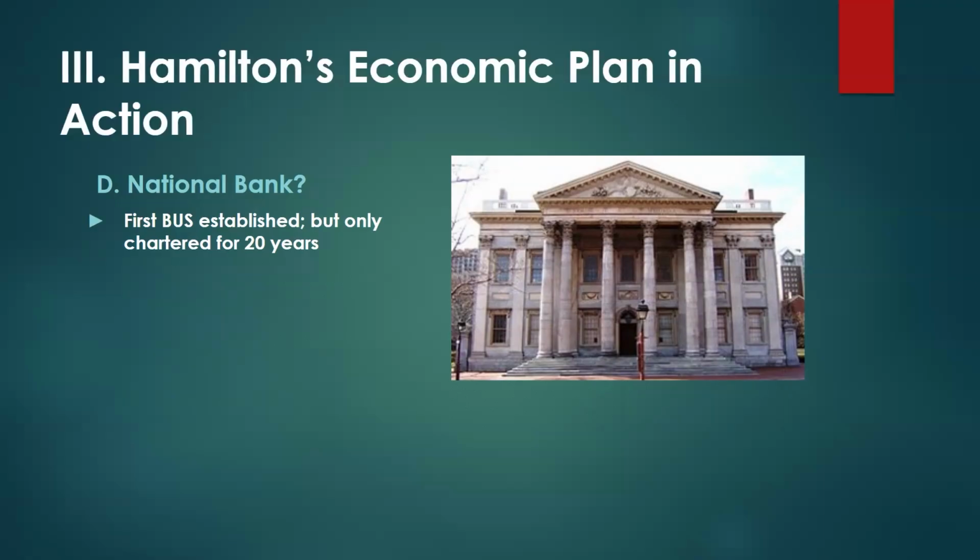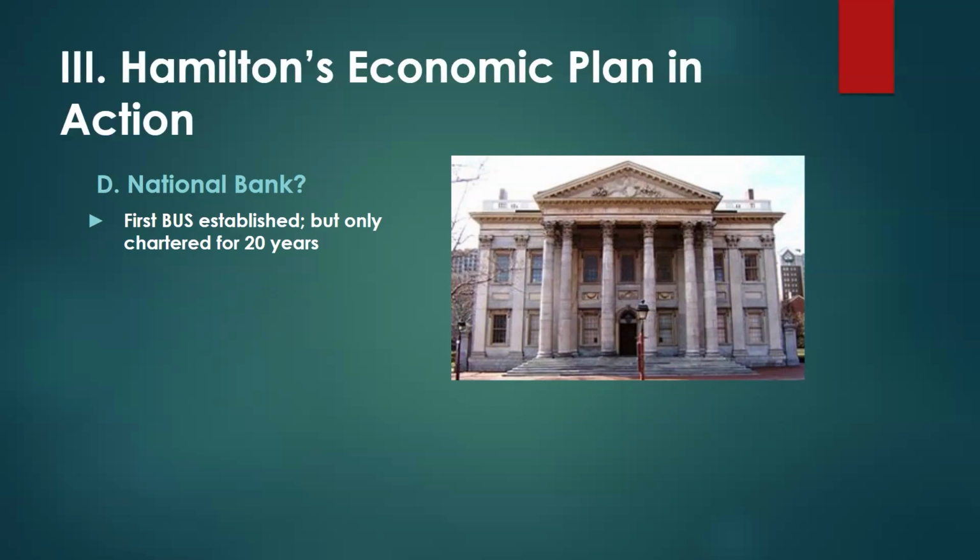Okay, the first bank of the United States was established. And to appease some of the critics and people who were skeptical of how this bank might be abused by the wealthy and the government working together, they decided that they would only charter, meaning fund and support, this bank for 20 years. All right, so they give it a set amount of time for it to operate.